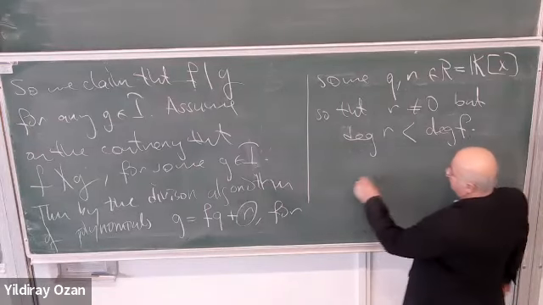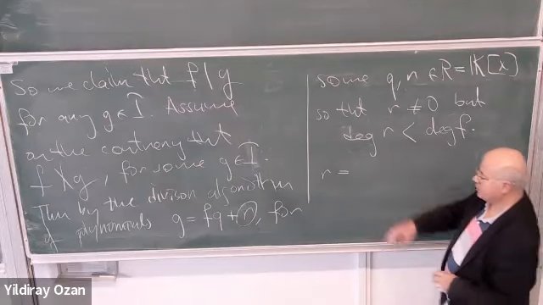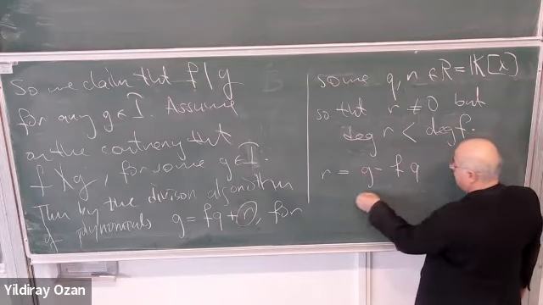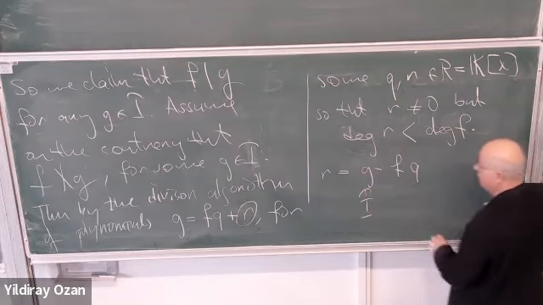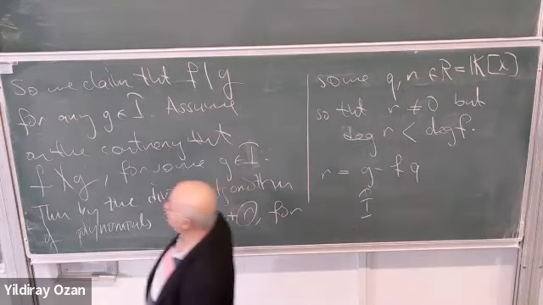Now, R is what? R is just G minus F times Q. Now, G is in the ideal. F is in the ideal, right? F is also in the ideal.